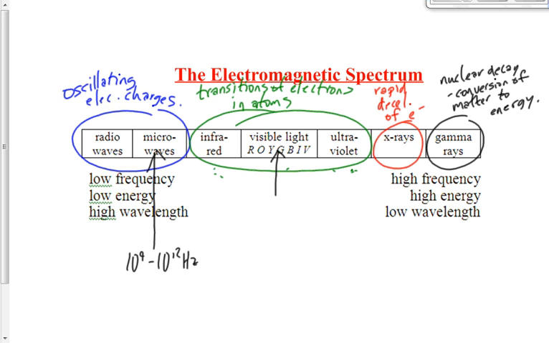This is going to be 4 to 7.5 times 10 to the 14. And then finally, X-rays, the only other one we have to memorize. 10 to the, back to the base, because it's a big range, 10 to the 17, 10 to the 20.